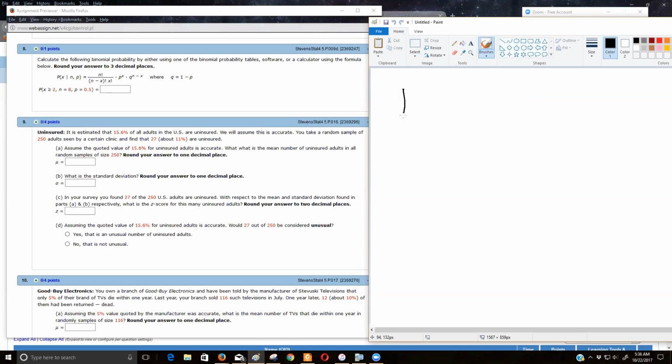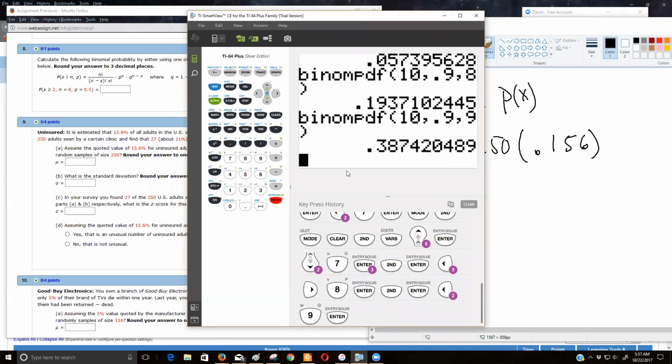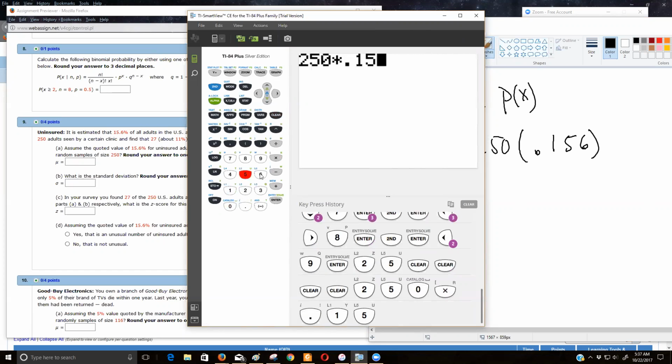To find the mean of a binomial probability distribution, you take the size of your sample times the probability of a success. In this case, we have 250 people in our sample, and the probability that any one adult is uninsured is 0.156. If we multiply those, let me clear the screen. So 250 times 0.156. I'm getting a mean of 39.